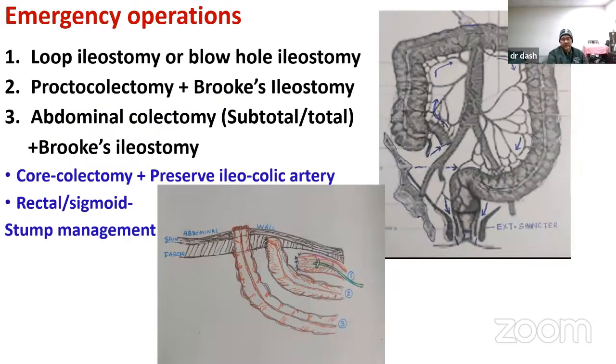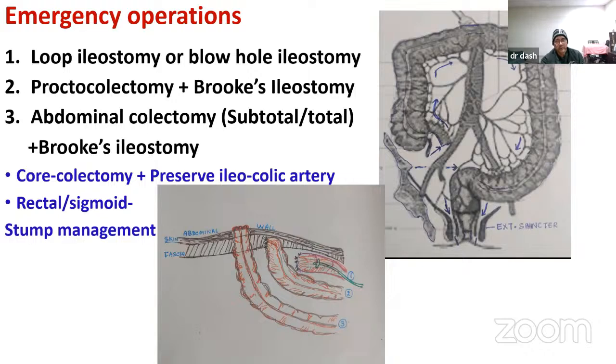We operate on these patients in two settings. One is an emergency setting, another is an elective setting. And in the emergency setting, as Dr. Sujoy has said, the minimum that we can do in these patients is just take out a loop ileostomy, which is very, very rare. This is done when there is very severe disease, the patient is toxic and possibly cannot tolerate a long period of anesthesia.